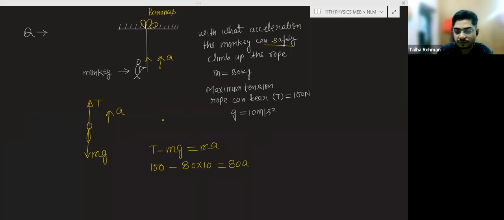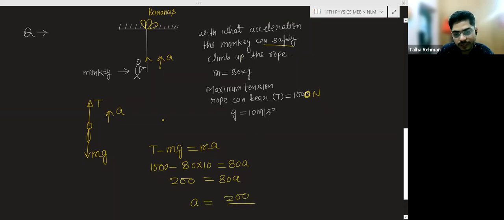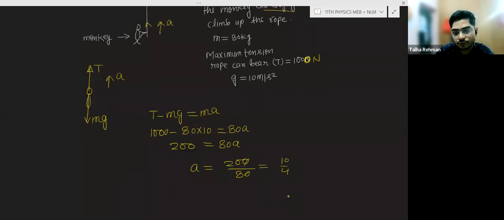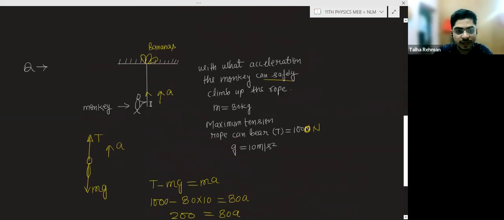I think this will be 1000. This will be 1000 Newton. So this will be 1000 minus 800. This will become 200 is equal to 80 a. So acceleration of the monkey will be 200 by 80. Cancel out. This will become 10 by 4, and this is 5 by 2, which means 2.5 meter per second square will be the acceleration with which the monkey can climb this rope safely. Okay.